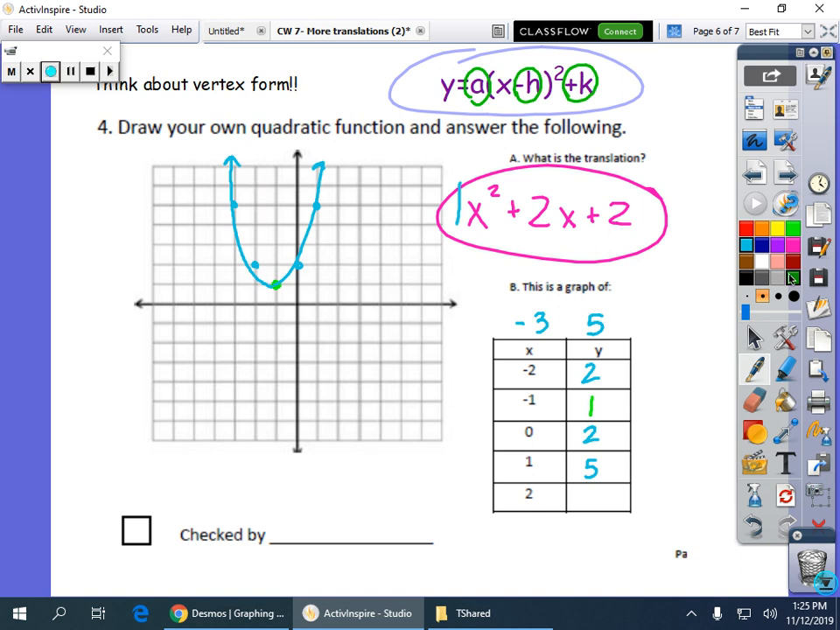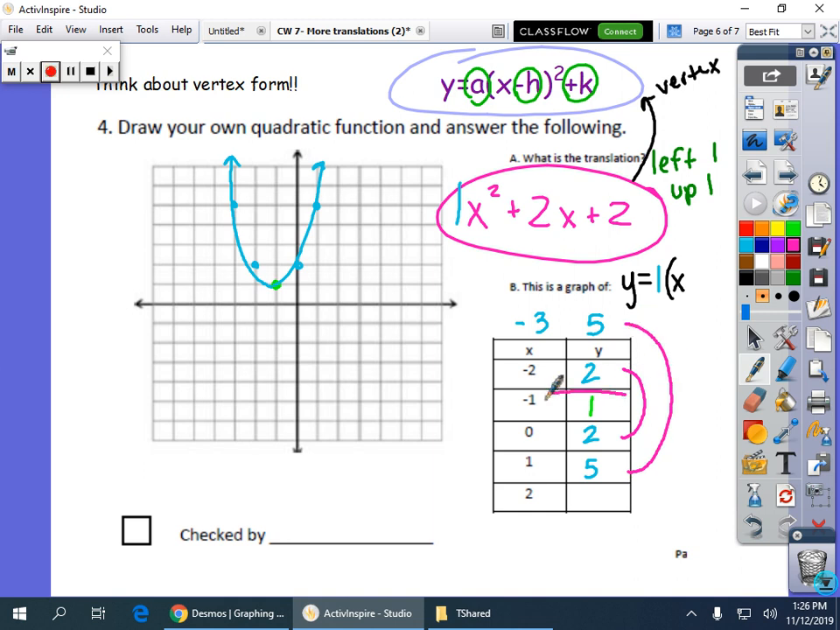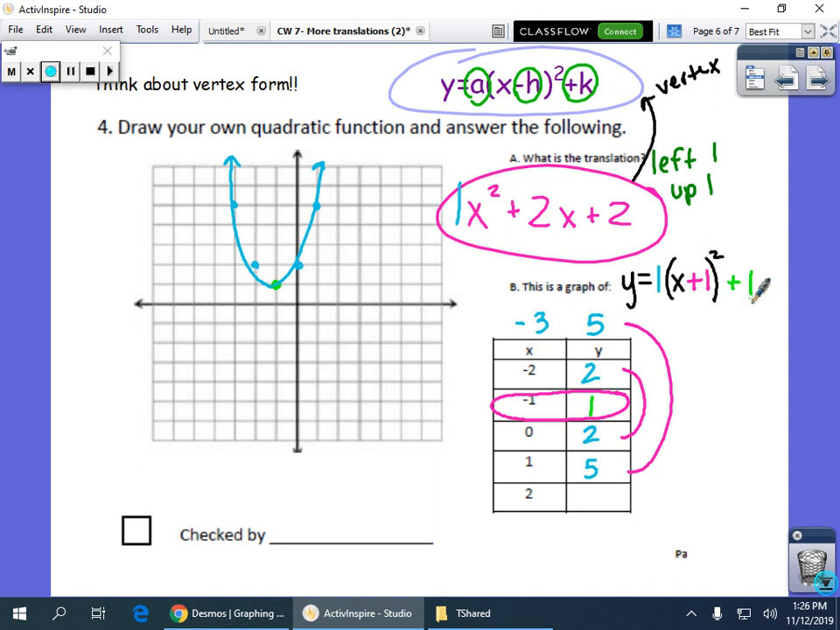So how did this graph move? What's the translation? It went left 1, and then it went up 1. Now, if I write this equation, yes, this is the equation, but you can also write this in vertex form. So, y equals, we said a was 1, x, what's the vertex here? Well, I have to find that symmetry, which is here, so it's in between. So it's minus 1, but we don't trust our x, so we change it to plus 1 squared. And then k, we keep it the same, so it's plus 1.